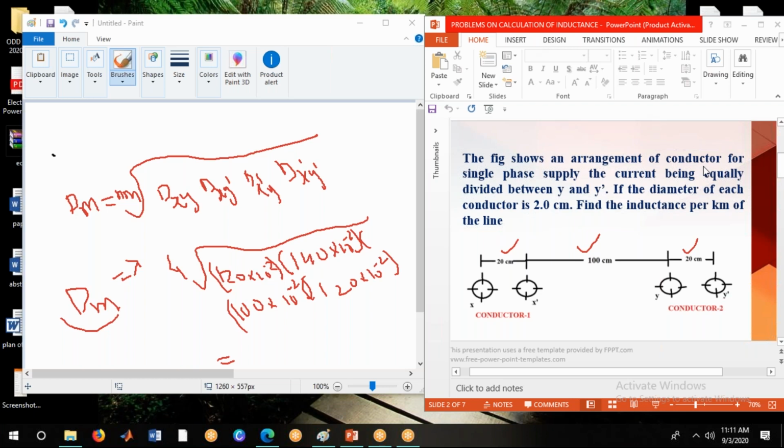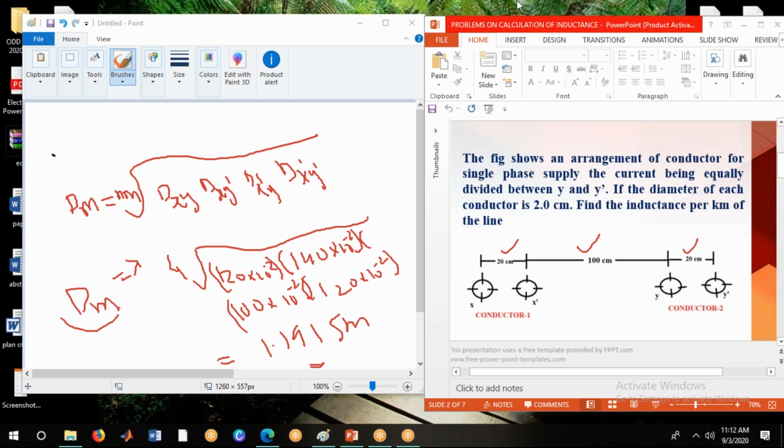Right, the answer came to 1.1915 meters. So the DM value is 1.1915 meter. Have you all got this value, students? See, while doing this type of calculation, be careful. If you make one mistake, the entire answer will be wrong. So do the values carefully.